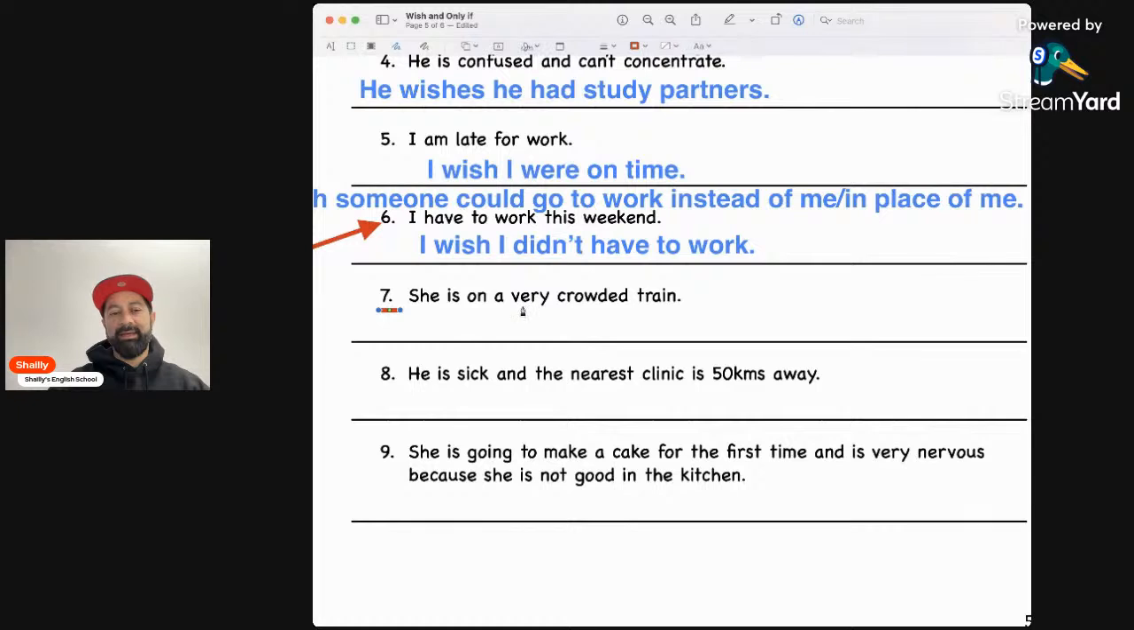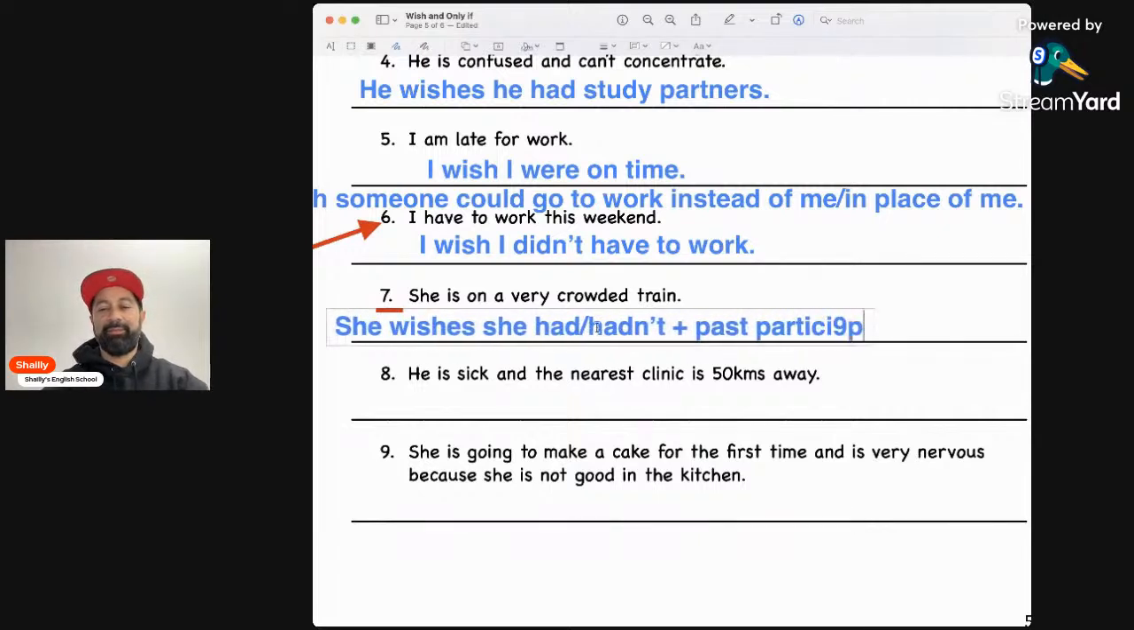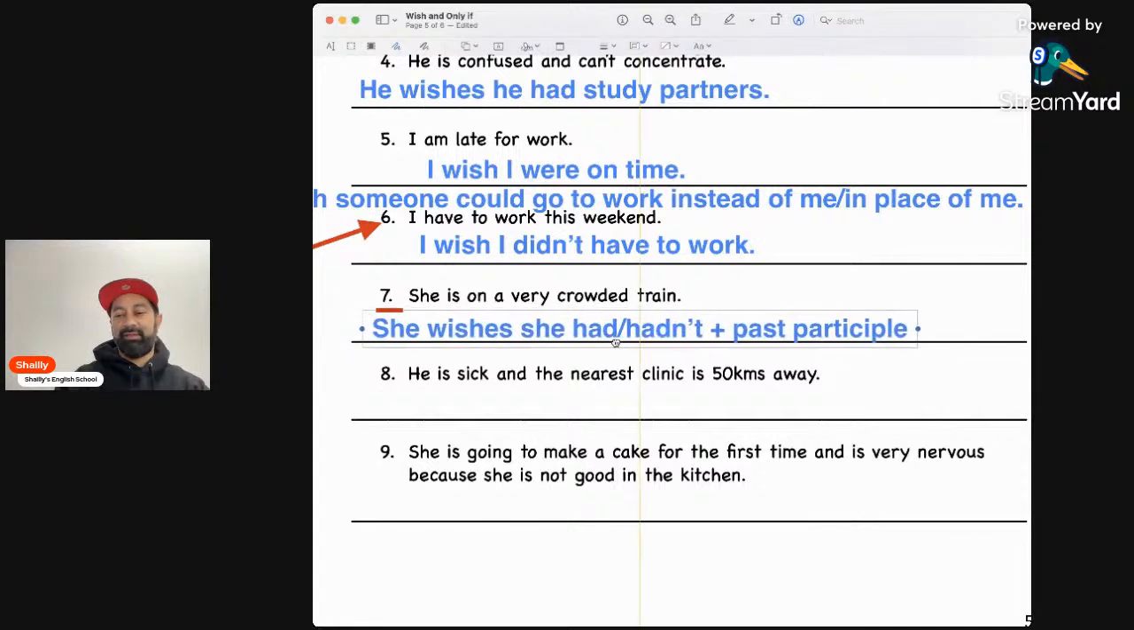So for me, if I'm talking about past action, we want to say she wishes she had or hadn't plus the past participle. Does anybody have an example sentence using this grammar?